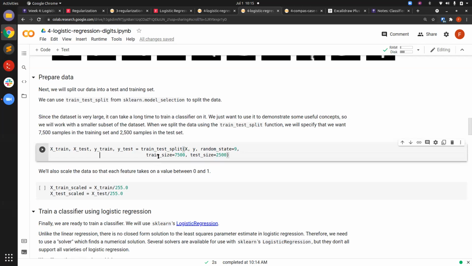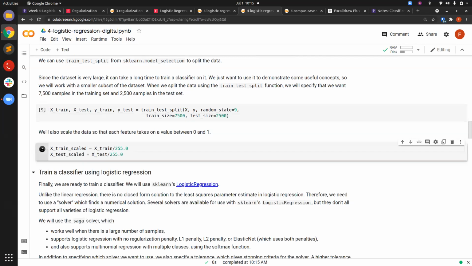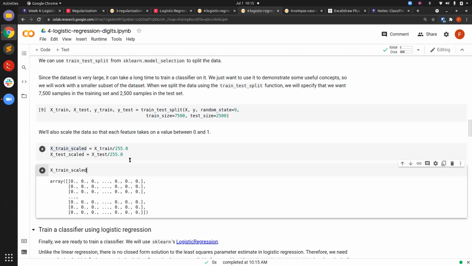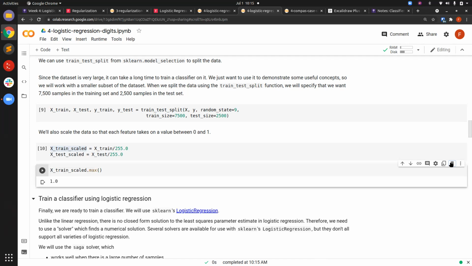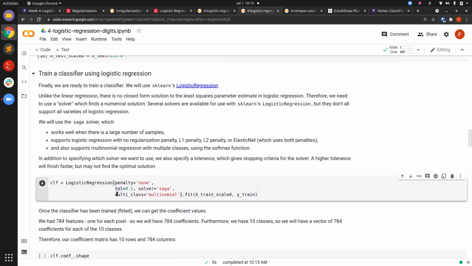Now, since this is just for demo purposes, I'm going to split this into a small training set and test set. And I'm also going to scale the data. So I'm going to make it so that each feature takes on a value between 0 and 1. This is just because it's easier to work with knowing what the range is. Okay, and now I'm going to train a classifier using logistic regression.